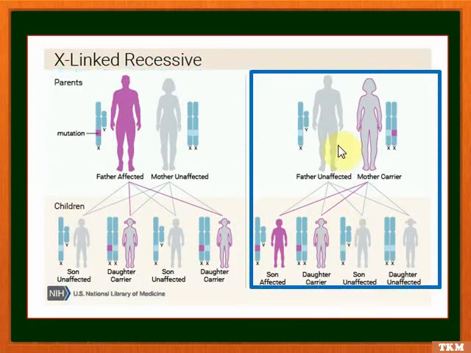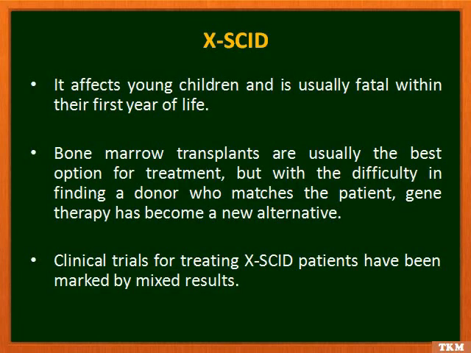Whereas in the second case, the father is unaffected and the mother is a carrier. So in this case, the mother will pass on this gene, and there is a 50% chance the daughter will be a carrier, and a 50% chance that the son will be affected. So it affects young children and is usually fatal within their first year of life.